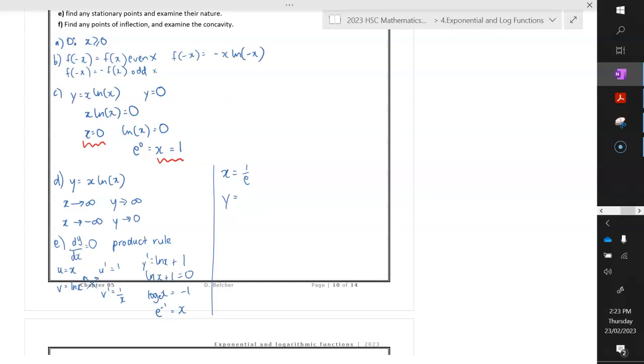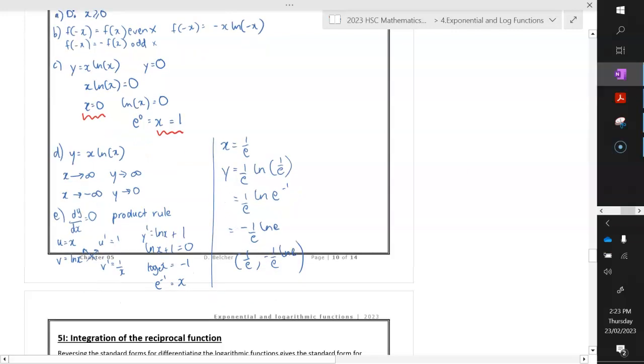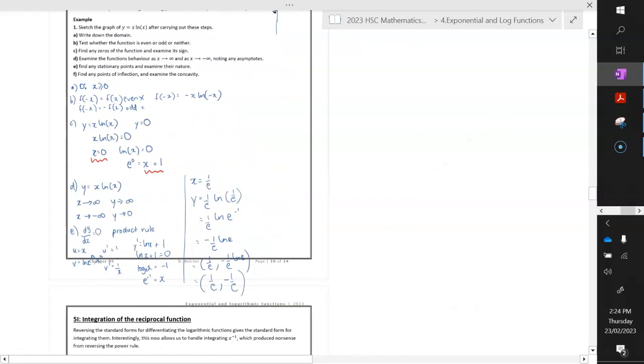Substituting it into our formula, we'd have 1 over e log of 1 over e, which would be equal to 1 over e log of e to the minus 1, which would be equal to, using our log laws, minus 1 over e log of e. So a stationary point is 1 over e, minus 1 over e log of e. Actually, go one more step there, I've missed it. Which is also 1 over e, and it's minus 1 over e log base e of e, which is just 1. So there's our stationary point there: 1 over e, minus 1 over e. That was very long-winded, that one, wasn't it?